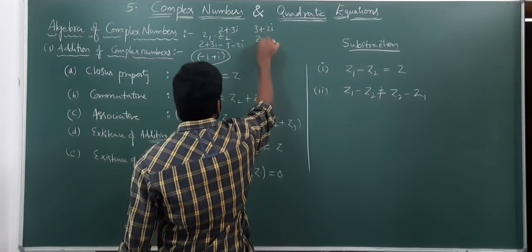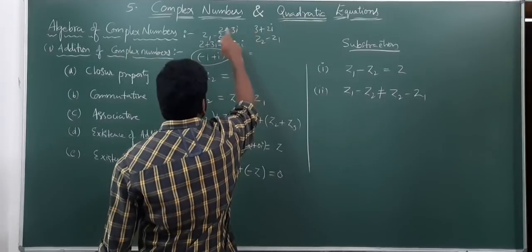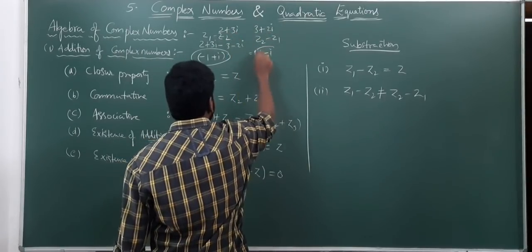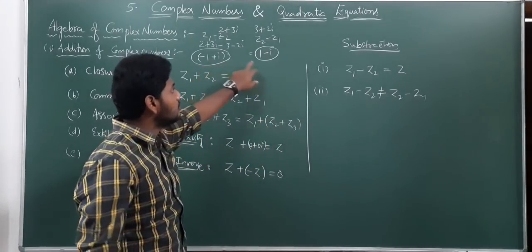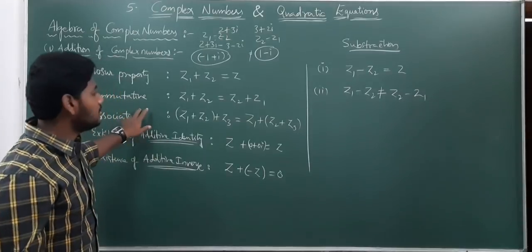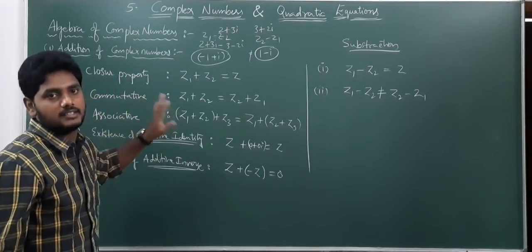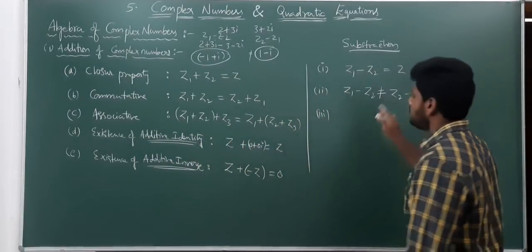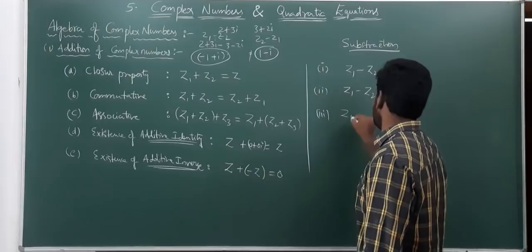If we do Z2 minus Z1, what will we get? 3 minus 2 is 1, and 2i minus 3i is minus i. Is minus 1 plus i equal to 1 minus i? No. So in subtraction, the commutative property is not valid. Next, the associative property is also the same.